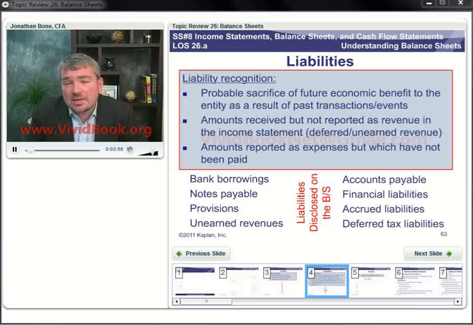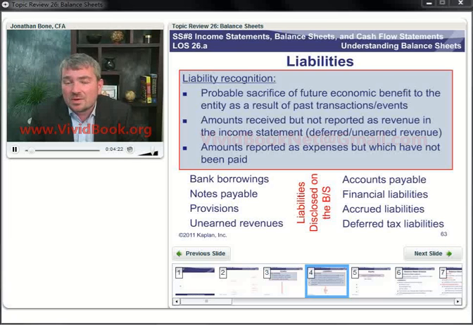Bank borrowings, particularly loans. We might see notes payable. These are short-term interest-bearing forms of debt. Provisions, remember these are estimated future expenses. So as soon as we foresee an expense, we estimate it and put it through our income statement. The other side is it appears as a liability in our balance sheet. Unearned revenues, we've already described, when a customer pays you but you've not yet met the earnings criteria.